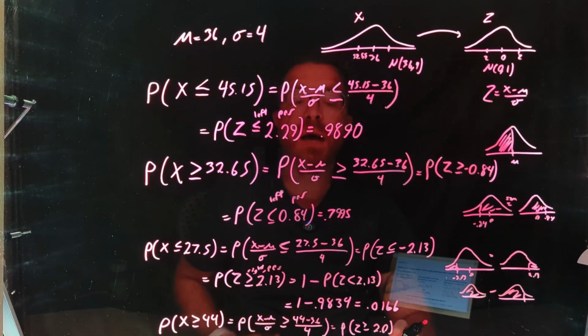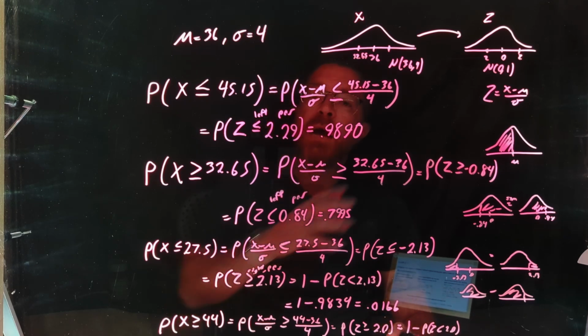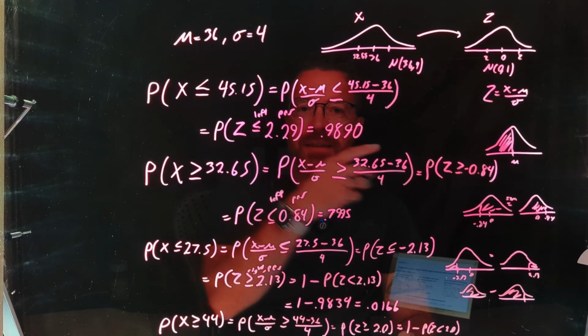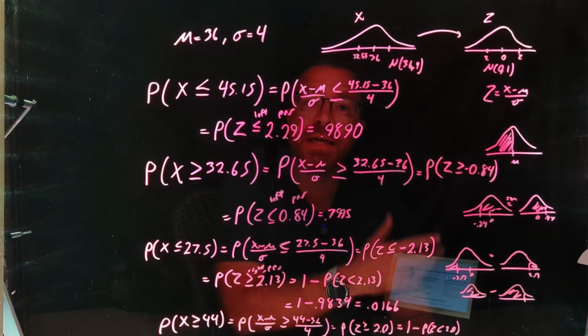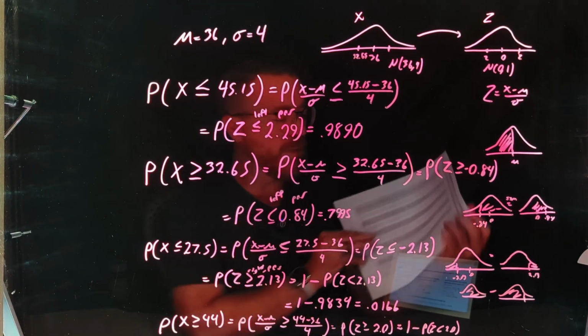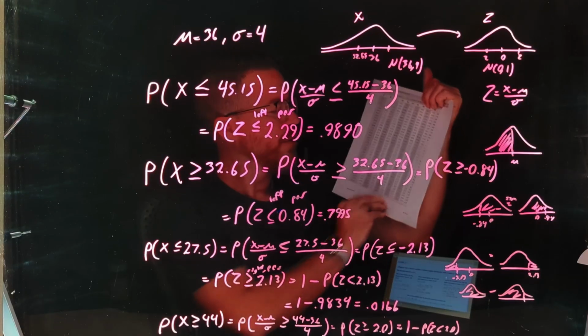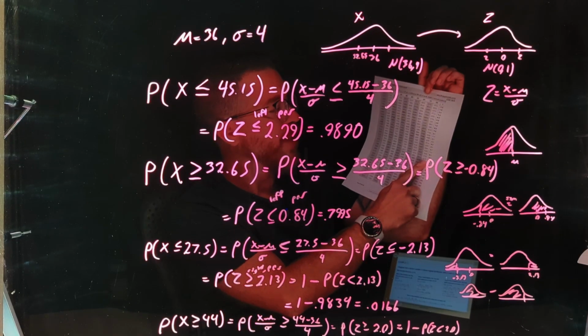Okay, I have a positive value, but it's looking to the right. So I'm going to use the complement. This is going to be equal to 1 minus the probability z is less than 2.0. Now, whenever you get a value that does not have two decimal places, for example, let's say we got 2.1, or in this case, 2.0, you're just going to go to the zeros. So in this case, we have 2.0, so we go down to 2.0. We go over to the first column, which is 0.00, and we get 0.9772.